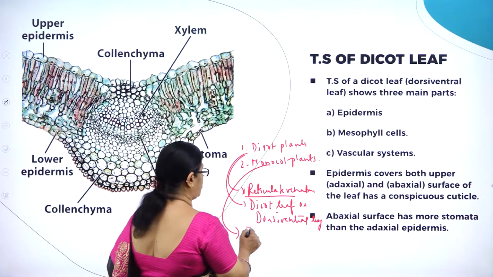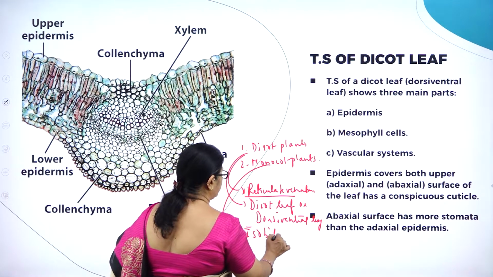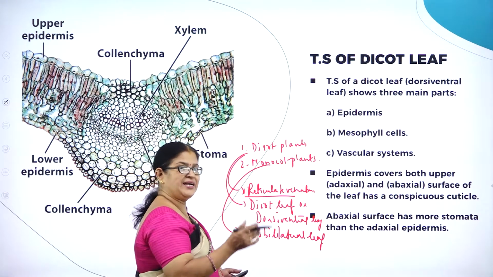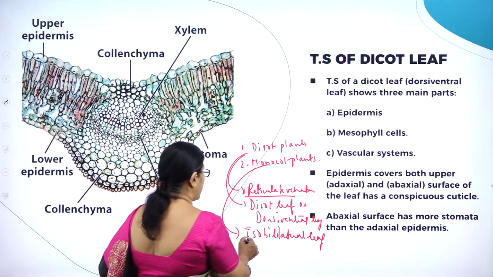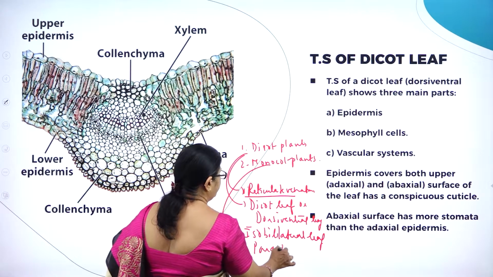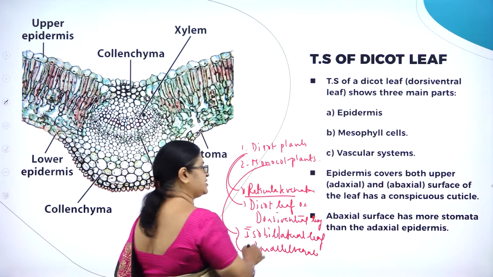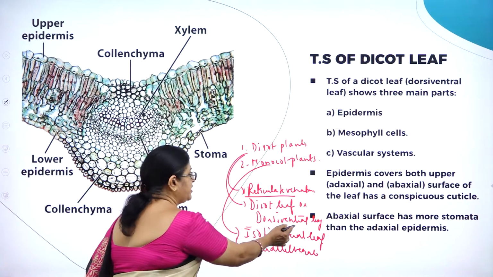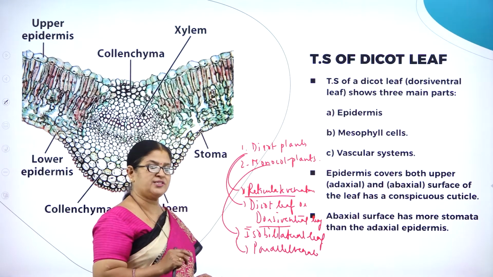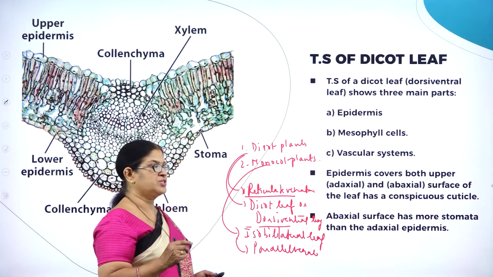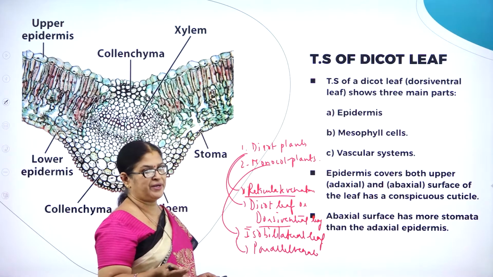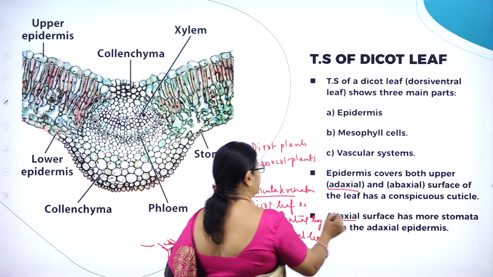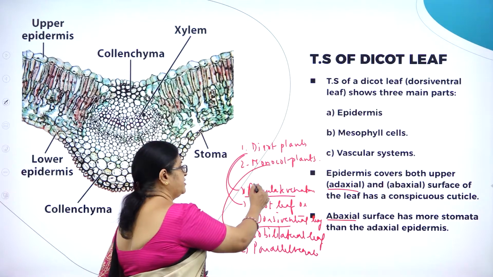Monocot plant leaf is called isobilateral leaf. So iso means what? Same. Bilateral means both the surfaces are one and the same. And the venation is called parallel venation. So first let us understand how a dicot leaf and a monocot leaf are. So dicot leaf is called dorsiventral leaf because it has two surfaces, dorsal surface and ventral surface, or you can also use the words upper epidermis, lower epidermis, or abaxial and adaxial. And the type of venation is reticulate venation.